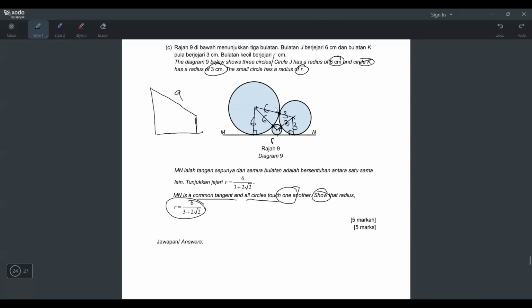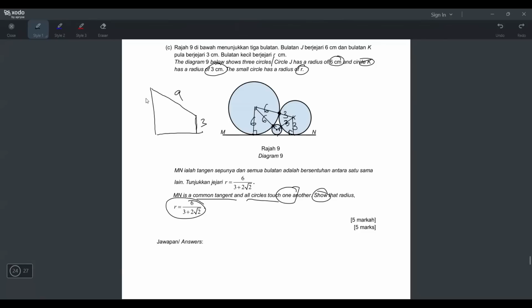So this is 9, because 6 plus 3 is 9, right? And then this whole thing is 6. This one is 3, right? And this length, I don't know. Okay, this length, it's not r. This r, no. This one is just the radius of the small circle. Okay, so this is 3.